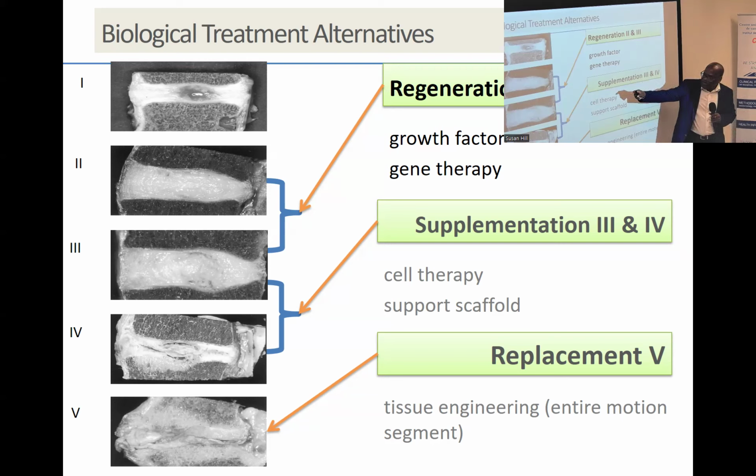If you are trying to address grade 2 or grade 3, what you need is a growth factor to stimulate matrix production and some sort of gene therapy. Maybe that's the approach you take. But if you go to grade 3 and grade 4, you have fissures in there, and you need to put in something, not just stimulate the cells. You can put in a support scaffold to help with the mechanics. But for grade 5, you can't repair this biologically. You just have to remove it. As you can see, there are a lot of problems with grade 5.